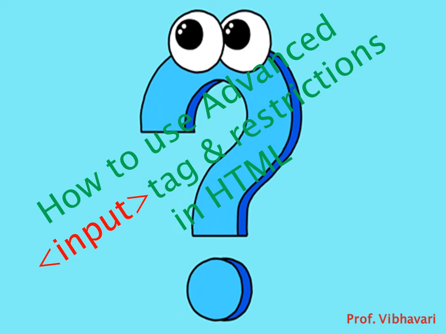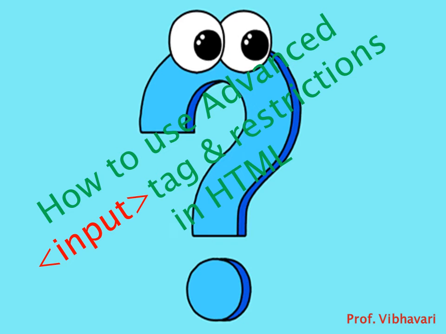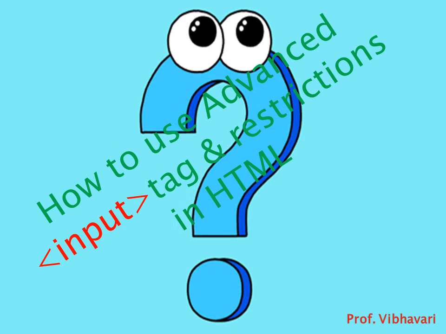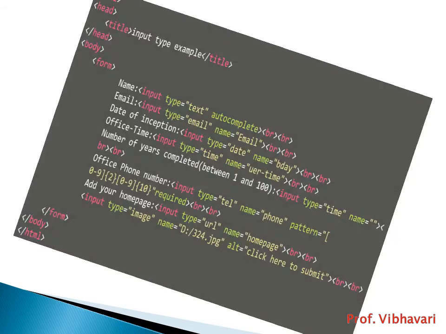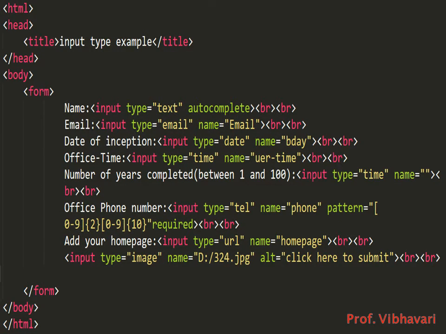How to use the advanced input tags and restrictions in HTML. For your better understanding, I have given one HTML code. Here we have the HTML code. It clearly represents the name. Here I have included the autocomplete attribute. I have used input type email, so name is equal to email.